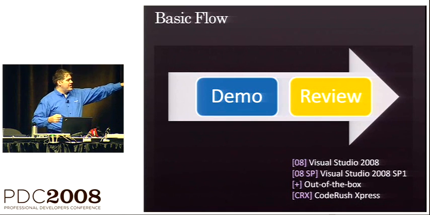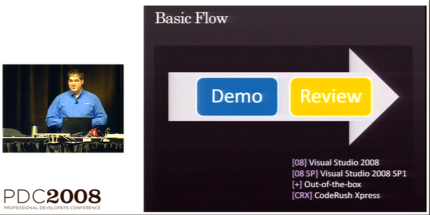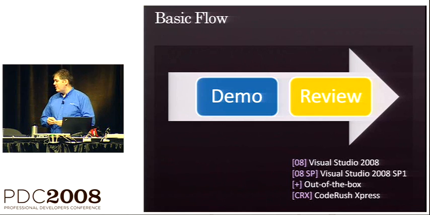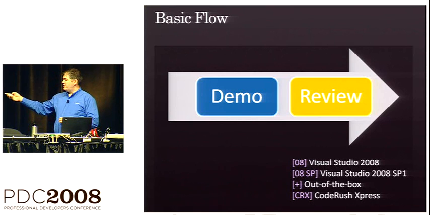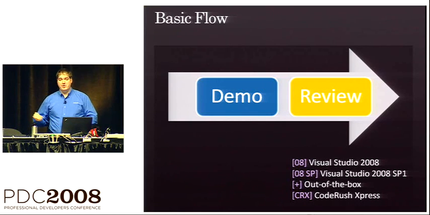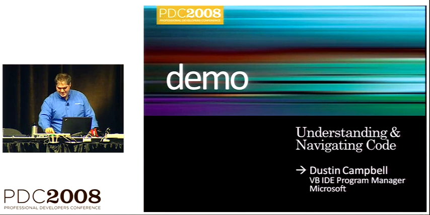Also down here, when we do the review slide, it will highlight whether it was a 2008 feature, or a 2008 Service Pack 1 feature, because Service Pack 1 turns out it's not just a bag of bug fixes. It's got a lot of really awesome features we added, especially for C#. Also whether it's out-of-the-box, and then also if it's part of the CodeRush Express add-in. So I'll mark those out as we go. Not sure where I'm supposed to be pointing this thing. All right. Well, let's get rolling with some code.